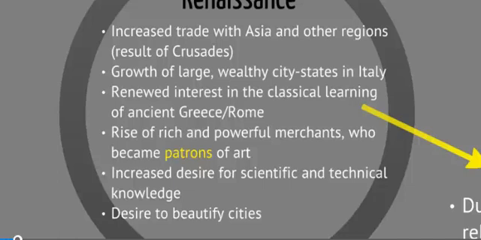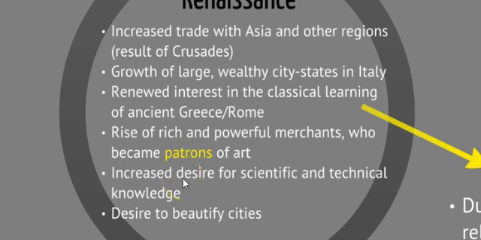During this time we also see the rise of rich and powerful merchants who become patrons of art. As you can see, patrons of art, or patrons, is highlighted or in a different font. That means it is a vocabulary word, so what you need to do is write that down. Now, what does it mean to become a patron of art? Well, a patron of art is somebody who invests in or supports artists. And we'll talk a little bit more about that later on.